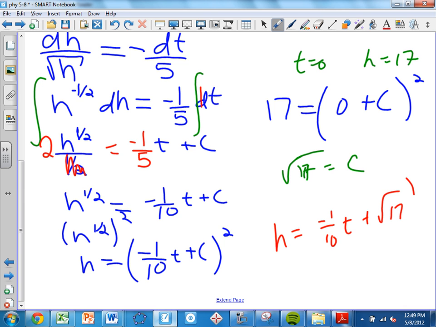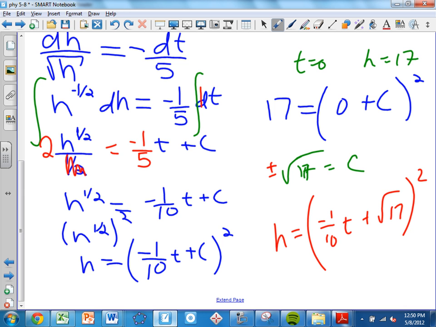All right, let's discuss why it's not negative radical 17. Because you're right, there really is a plus or minus here. Look at the initial condition. What's the initial condition tell us? At 0, it's 17, so it can't be negative. It's positive there, right? So when I plug in a 0, I want to get a positive 17 out.